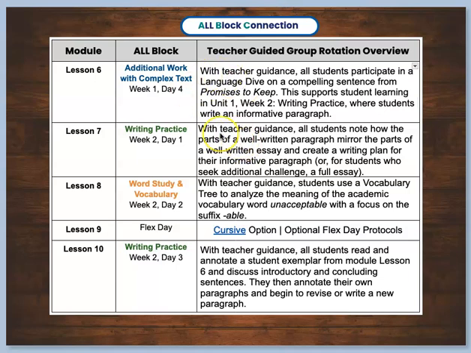Speaking of writing, we start writing practice. Here they're going to be looking at paragraph work. So you can really see the depth of comprehension that is happening as students are working in their work. Word study and vocabulary, we're working with that suffix -able, and what it does to the meaning of a word. Those are the main points for this week.